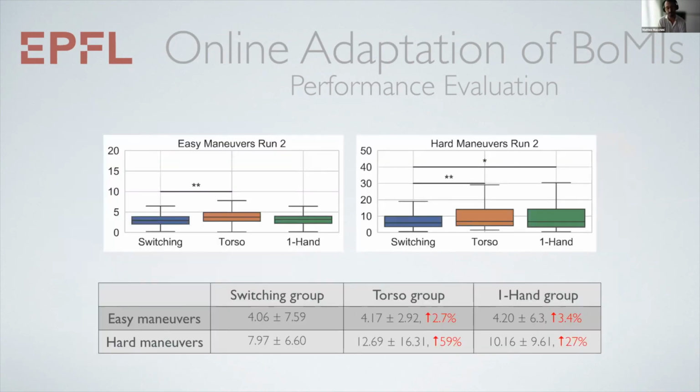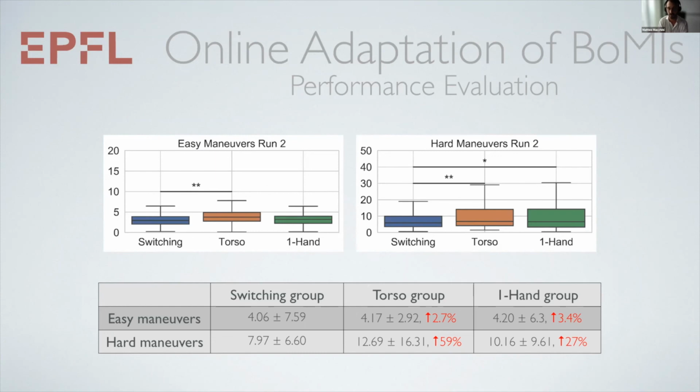It turns out that, and you can look mostly at the hard maneuvers, which are the most interesting ones. So in the second row of this table, you can see that for the hard maneuvers, being able to switch can improve performance up to 60%, so can reduce error by 60% in the case of the torso and 27% in the case of the hands, just by the fact that they are allowed to switch or not. So if you're allowed to switch, you can reduce your error by up to 60% with respect to a fixed interface.